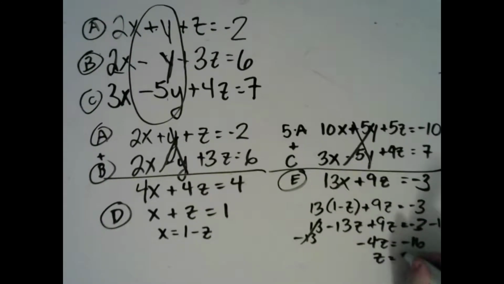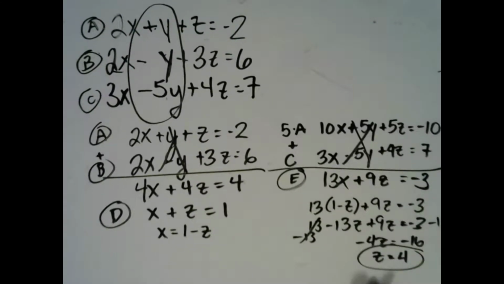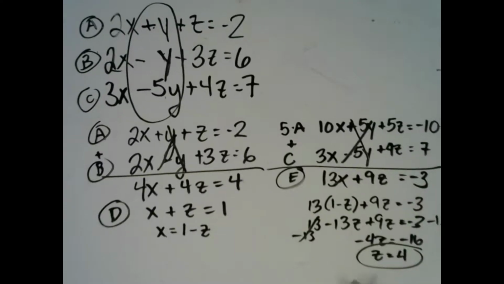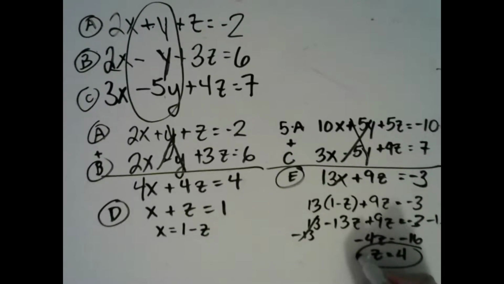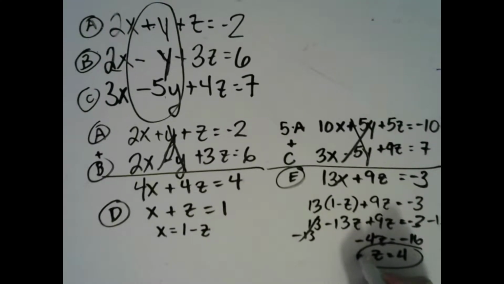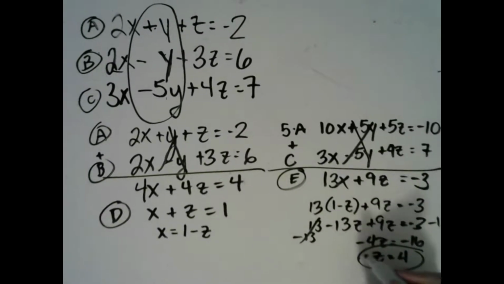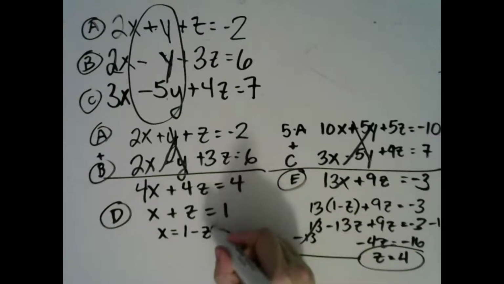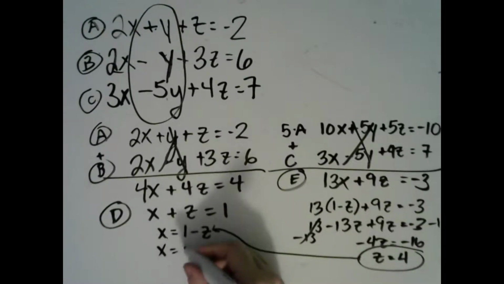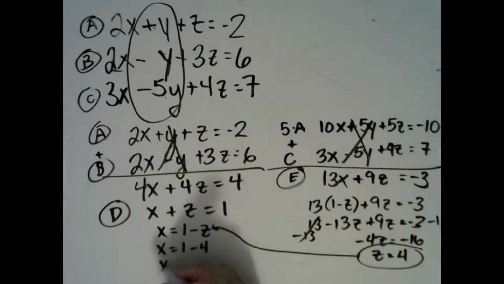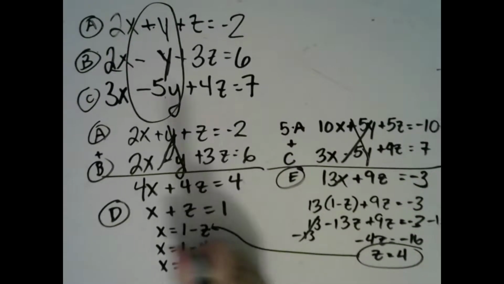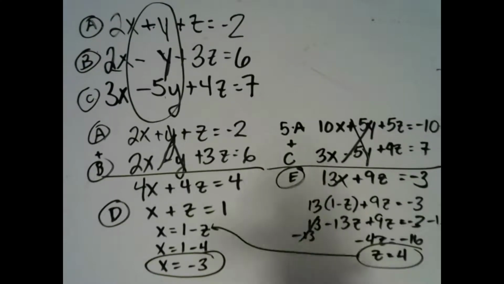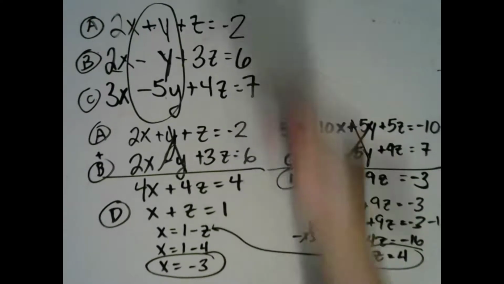Z is equal to 4. This is the first of my 3 answers. Because I chose to use substitution method, I have an equation that says x equals in terms of z, and I can plug my 4 into this equation here. Now I know that x is equal to -3.